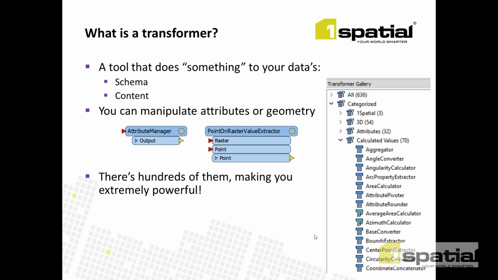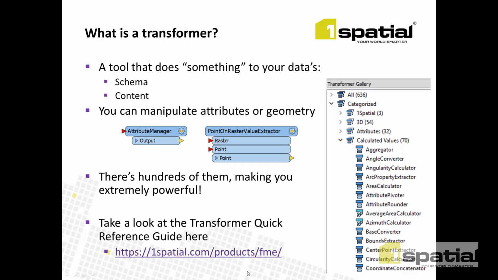And there are hundreds of transformers out there available in the transformer gallery or via the quick add. And if you're less familiar with FME, maybe you want to have a look in the transformer gallery and have a look at the categories that are available, and you'll see there's different transformers available under each category to do different things to your data.